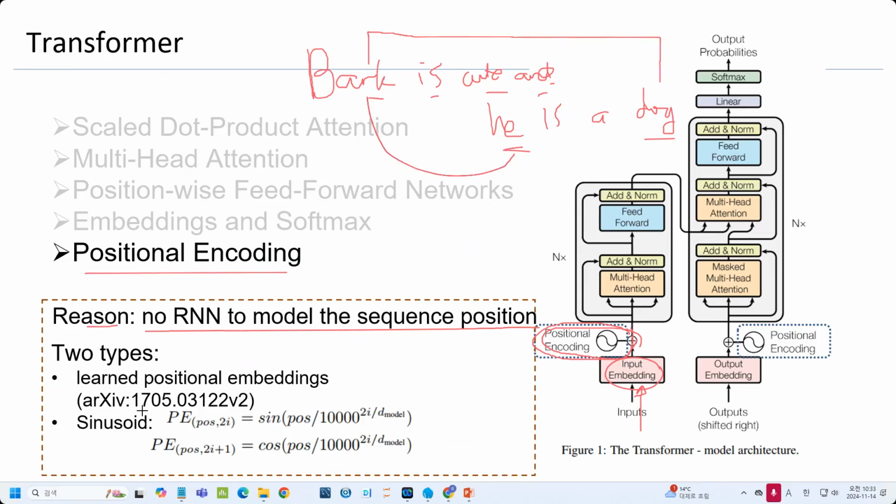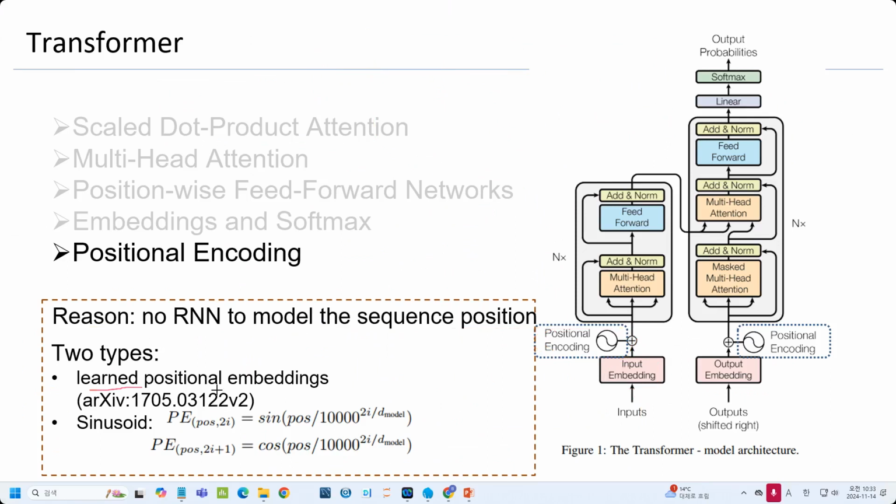So there are some works that focus on positional embedding. In positional embeddings, they use the sinusoid function. The sinusoid function means we use the sine and cosine. This is the formula, and you can take a look at this paper.